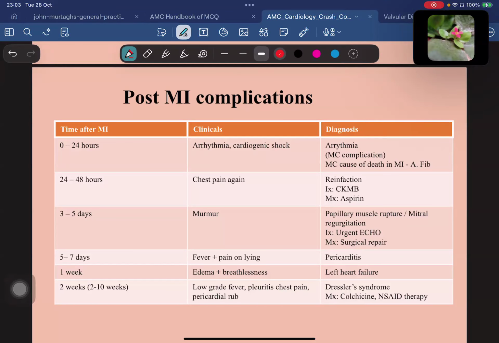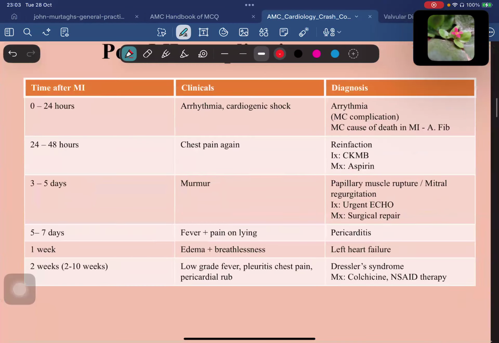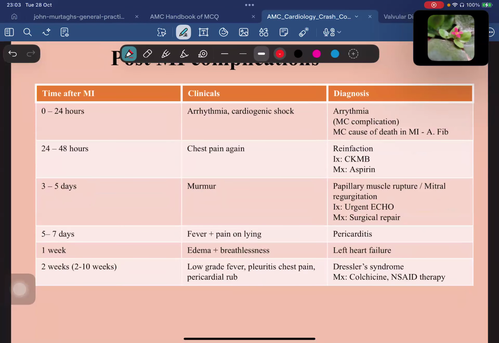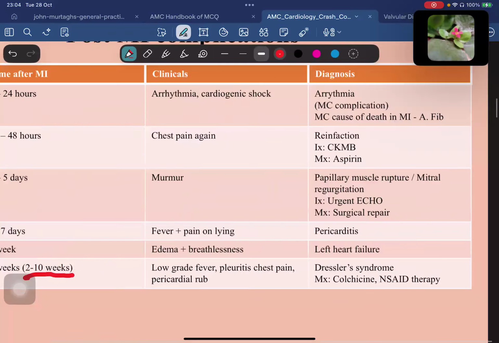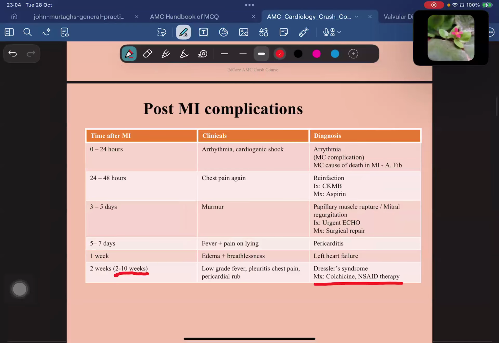Apart from that, we also have 1 week after an MI, and if the patient presents with edema and breathlessness, it could be left heart failure. And we also have 2 weeks, and it could even lead up to months. I found it as 2 to 10 weeks. Just do a little reading and try to find out how far. And if the patient comes with low-grade fever, pleuritic chest pain, and pericardial rub, it could be Dressler's syndrome, and you can go with these medications for that.